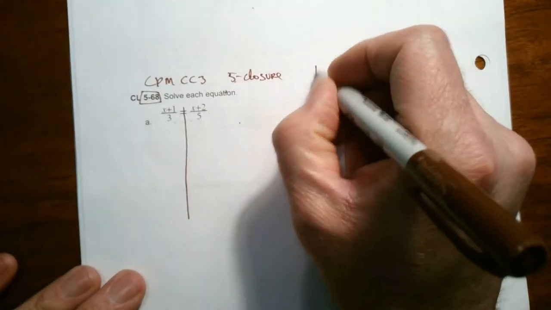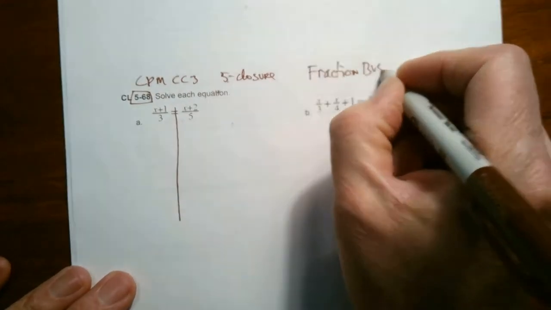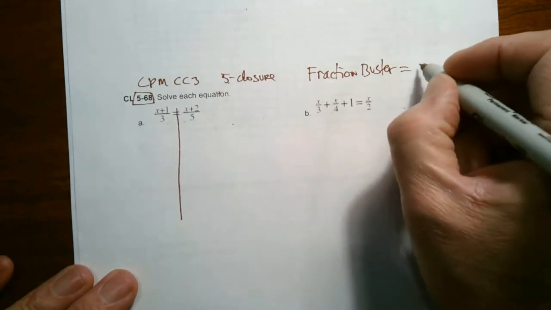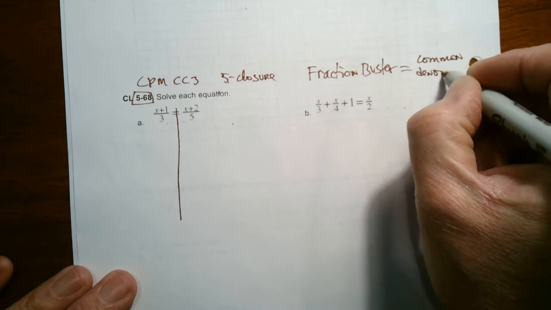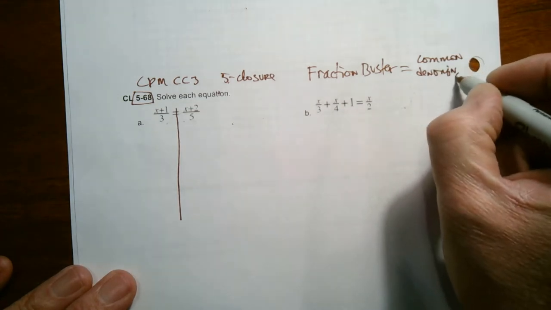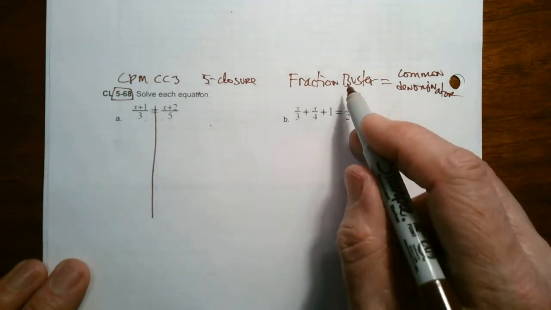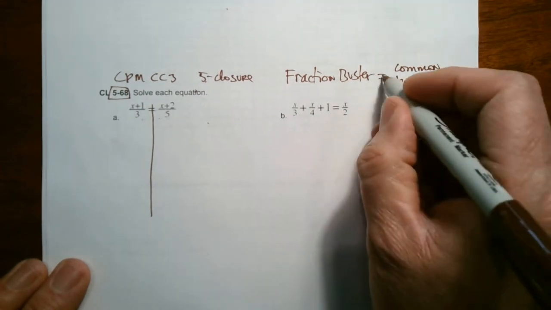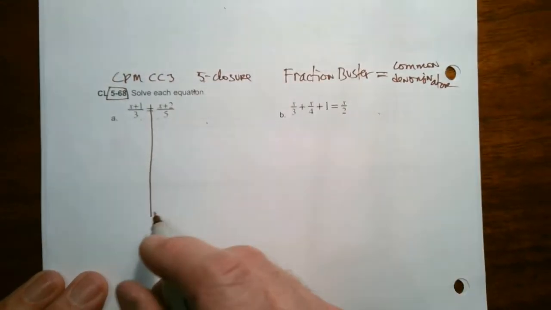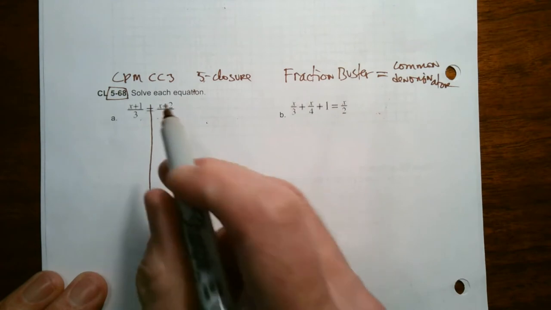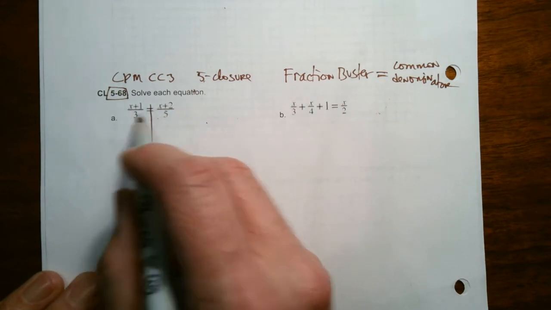Remember, a fraction buster is the common denominator. They're the same thing. So if I look at my denominators, 3 and 5, what is the common denominator? What does 3 and 5 both go into? What's the common multiple? It would be 15, 3 times 5.